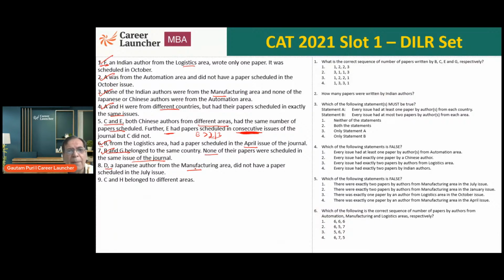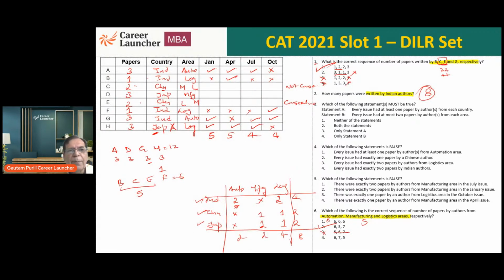Okay. D, a Japanese author from manufacturing, did not have a paper scheduled in July. D did not have a paper in the July issue. Nothing in July. But D has 3 papers, so it obviously has to be in the other 3 issues. Okay.